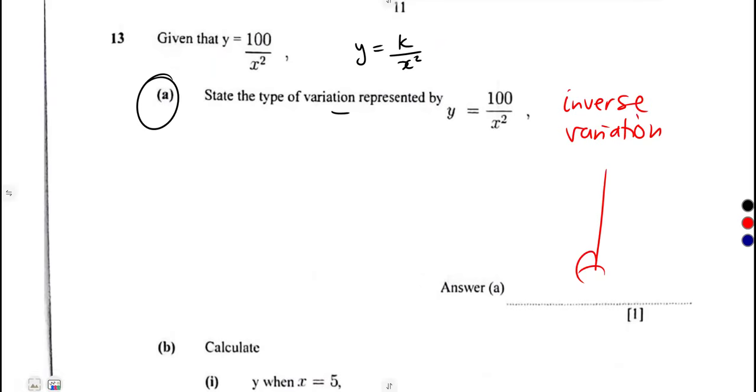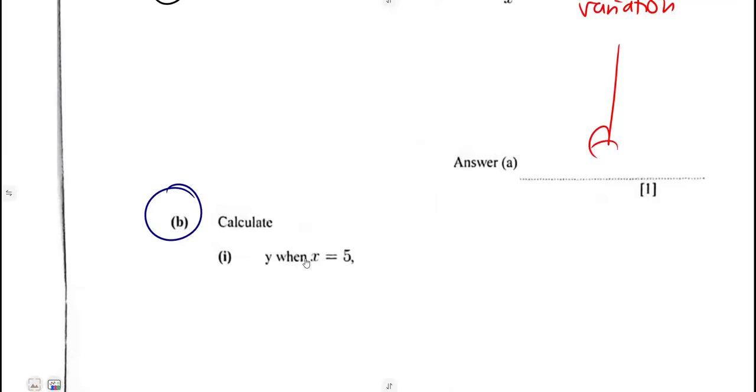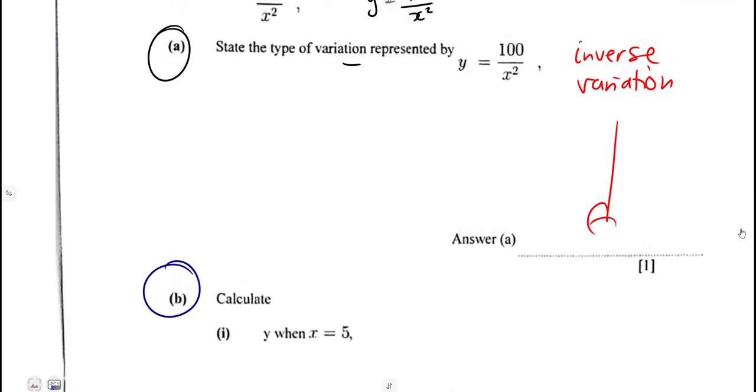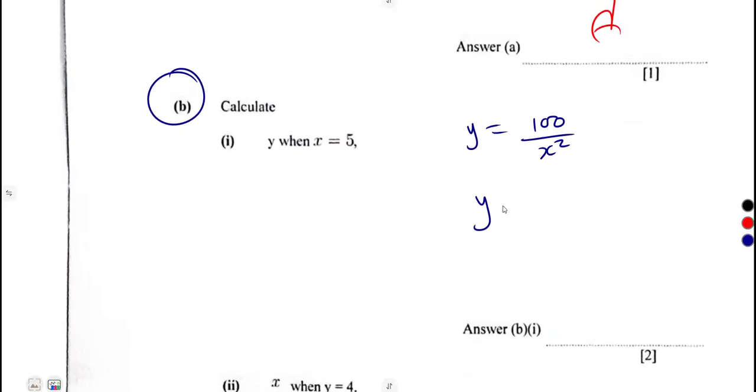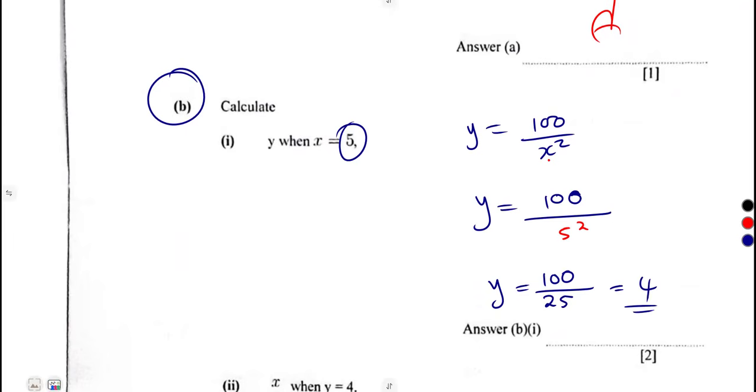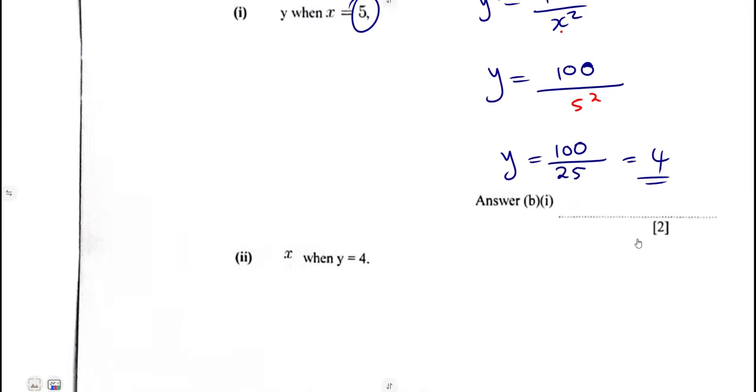All right. Then from that relationship, calculate y when x is equal to 5. Remember, given this relationship, y is equal to 100 over x squared. So simply substitute into that relationship. Our x is 5, so simply substitute in place of x. That's 5 squared. So y is equal to 100 over 5 squared. That is 25, 5 times 5. So y is going to be equal to 4.